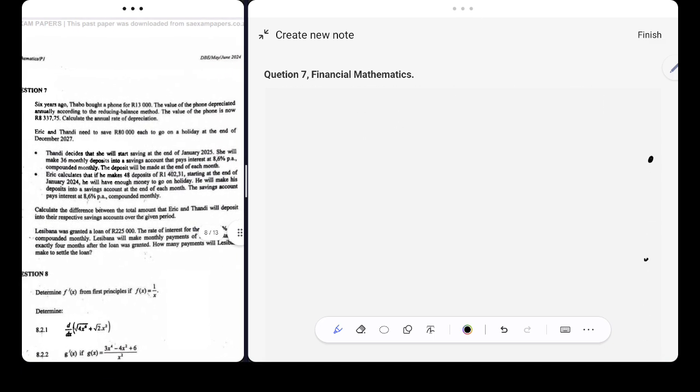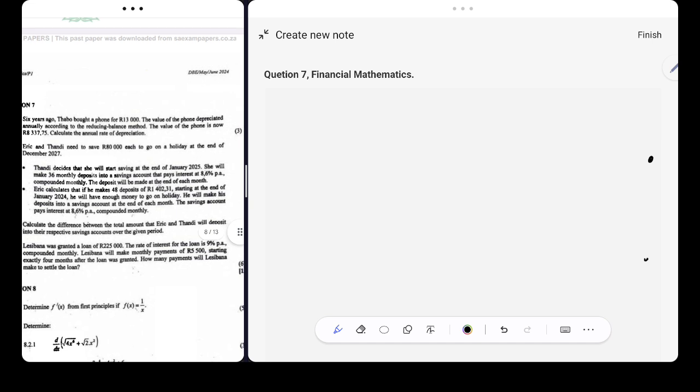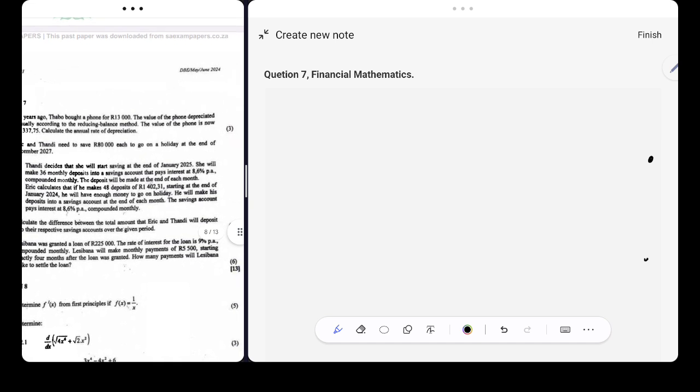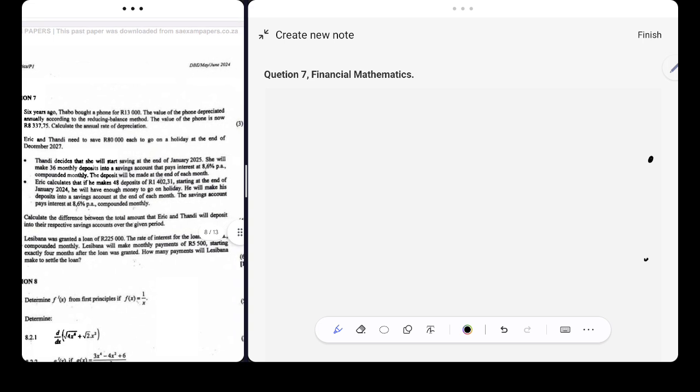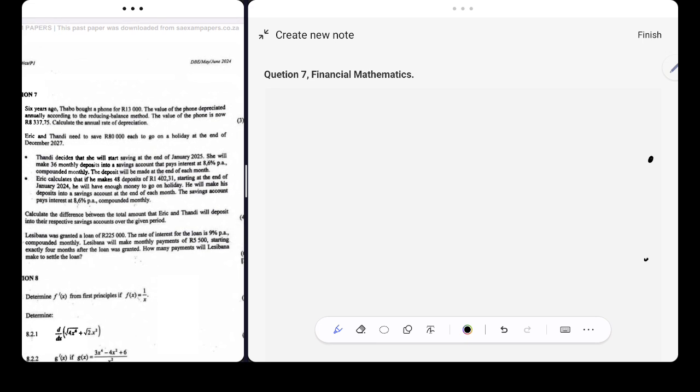On the last question, we are told that Lisibana was granted a loan of 250,000. The rate of interest for the loan is 9% per annum compounded monthly. Lisibana will make monthly payments of 5,500 starting exactly 4 months after the loan was granted. How many payments will Lisibana make to settle the loan?